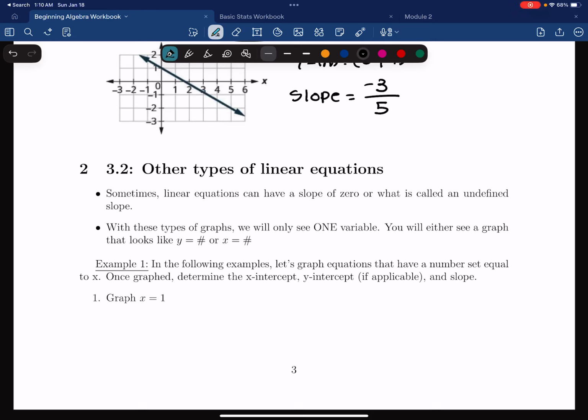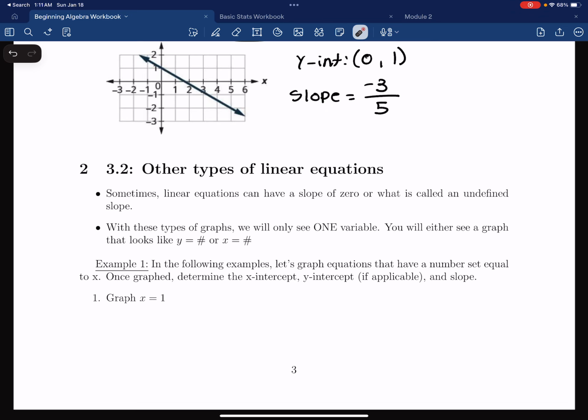In this video, we are going to take a look at some other types of linear equations. In the previous video, we went over positive and negative linear equations. In this video, we're going to take a look at linear equations that have a slope of 0, or what is known as an undefined slope.